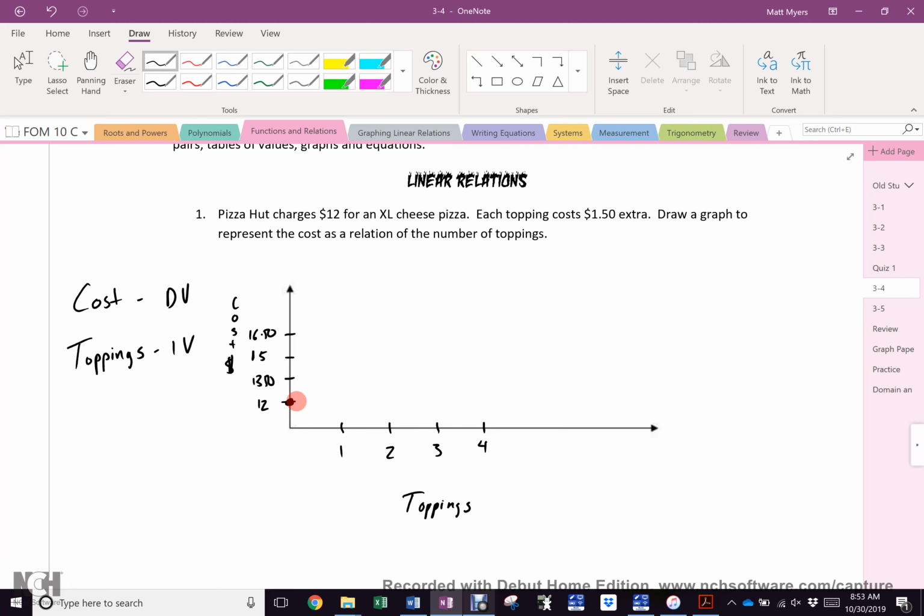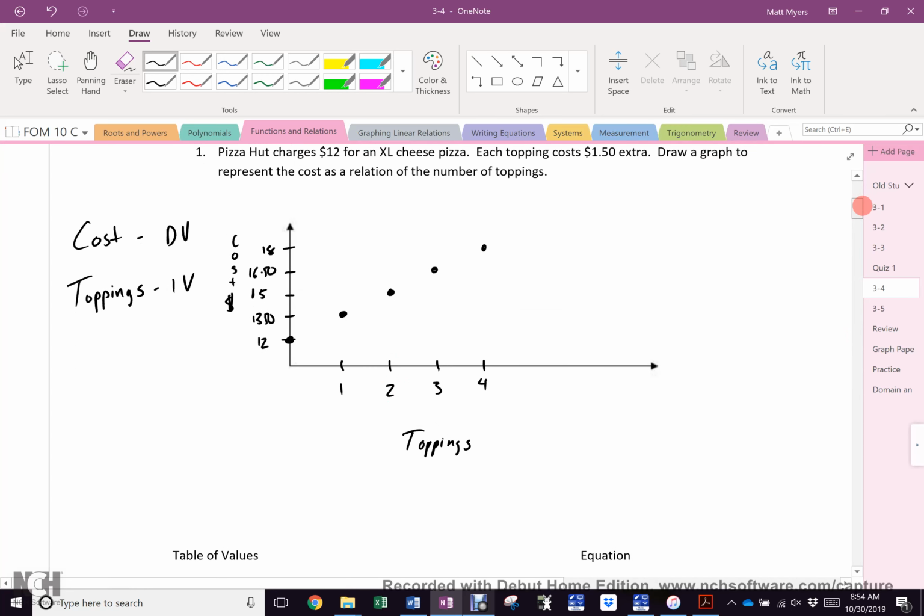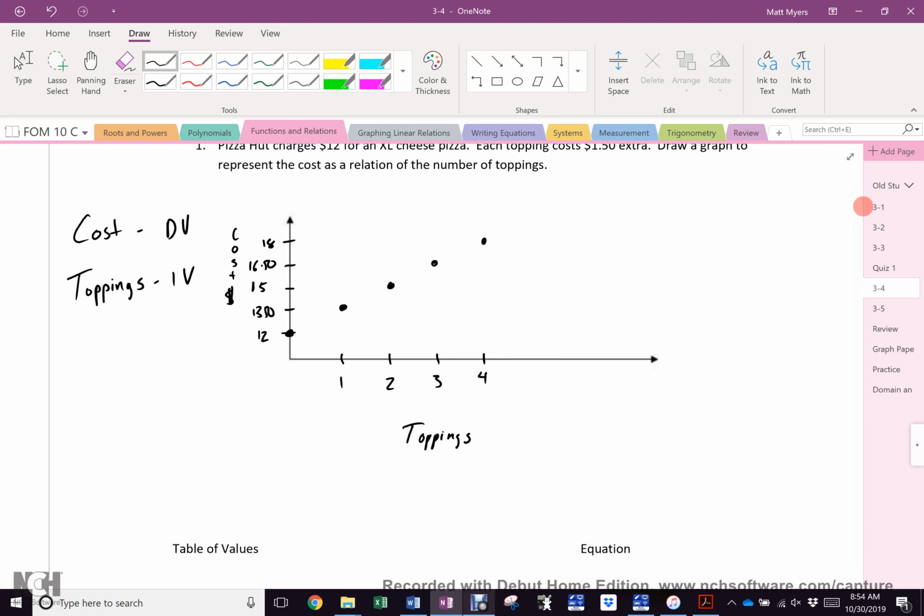If I order 1 pizza with 1 topping, how much do I pay? $13.50. 2? $15. 3? $16.50. 4? $18. Everyone agree? That is what my graph should look like, yes? All right, now let's talk about yesterday before we go on. Yesterday we talked about discrete and continuous data, yes? Is this discrete or continuous data?